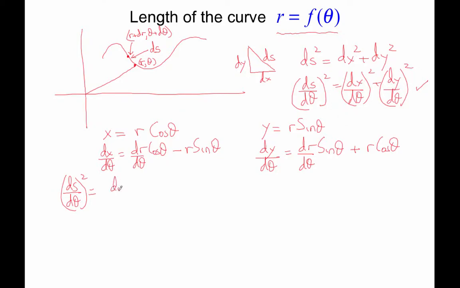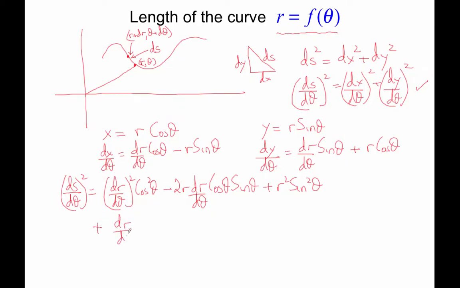That becomes (dr/d theta) squared times cosine squared theta minus 2r dr by d theta cosine theta sine theta, and then r squared sine squared theta. Now I have to add to this (dy/d theta) squared, and that's coming over here. So that makes sine squared theta. And here the difference is that we have plus 2r dr by d theta cos theta sine theta, and here comes r squared cos squared theta.